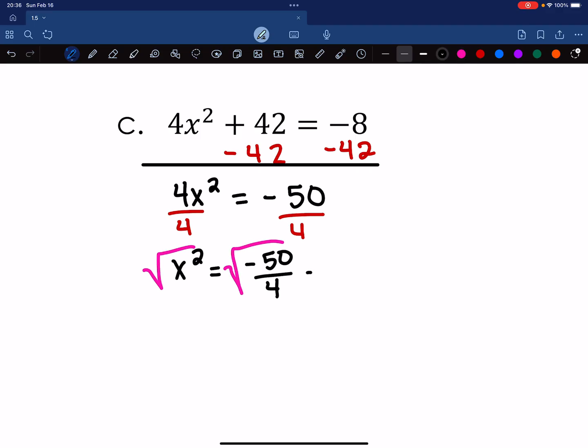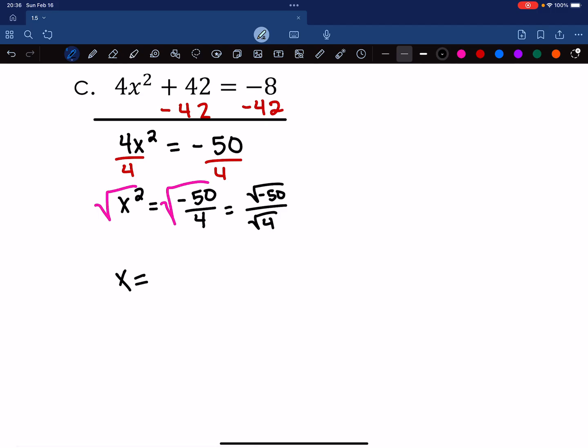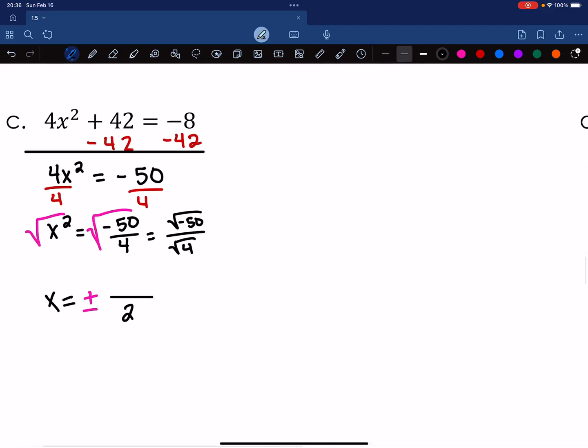When you're square rooting a fraction, you can square root the top and the bottom individually. Okay, so when we do that, we get x equals plus or minus, and we're going to get a fraction as an answer. Now, the square root of 4 in the denominator is just 2. That's pretty easy. But we need to talk about the square root of 50. So first off, when you take the square root of a negative number, you're going to get the imaginary unit i. So the square root of -1 is equal to i. That's something that we need to know.